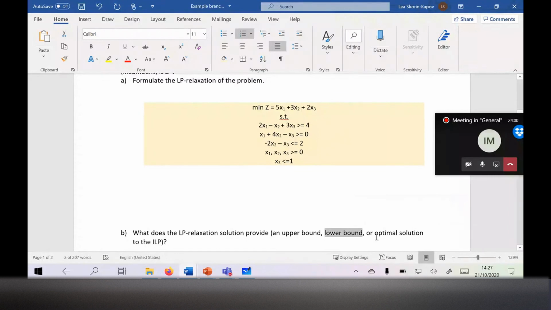It would be an optimal solution if the LP relaxation gave me an integer solution for the variables, and also x3 is binary. In that case, and only in that case, would the LP relaxation be the optimal solution to the ILP.